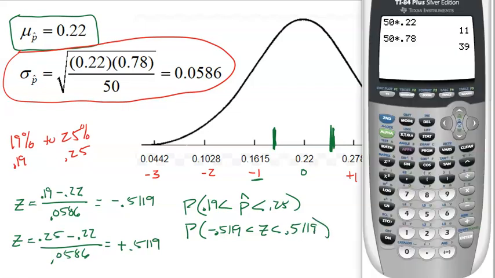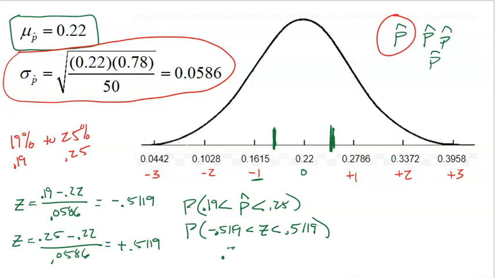And to actually get that answer, I'm going to go to my normal CDF on my calculator. I'm going to look in between the z-scores of negative 0.5119 and positive 0.5119. And this would be the proportion or probability or percent of samples that are within that range. I typed something in wrong. I used a negative instead of a minus sign, so change that to a minus sign. There we go.